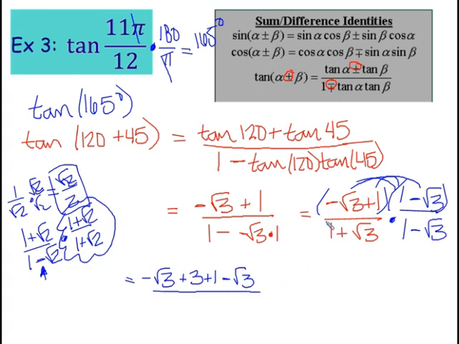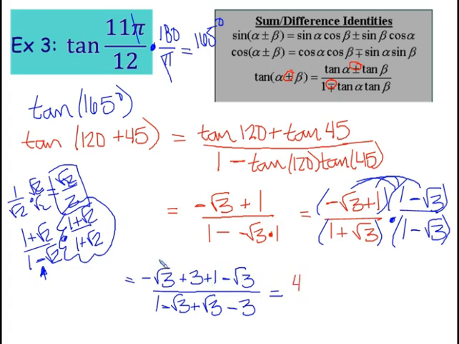Now if we check out our denominator, again we have this piece times this one. 1 times 1 is 1. 1 times a negative square root of 3 is a negative square root of 3. Square root of 3 times 1 is a square root of 3. And square root of 3 times a negative square root of 3 is a negative square root of 9, but the square root of 9 is 3. Alright, so now let's start to simplify this.